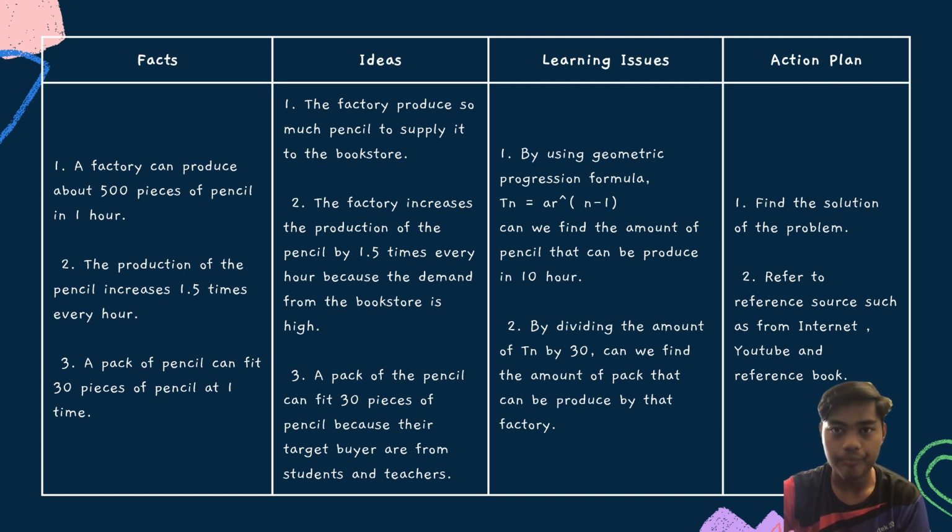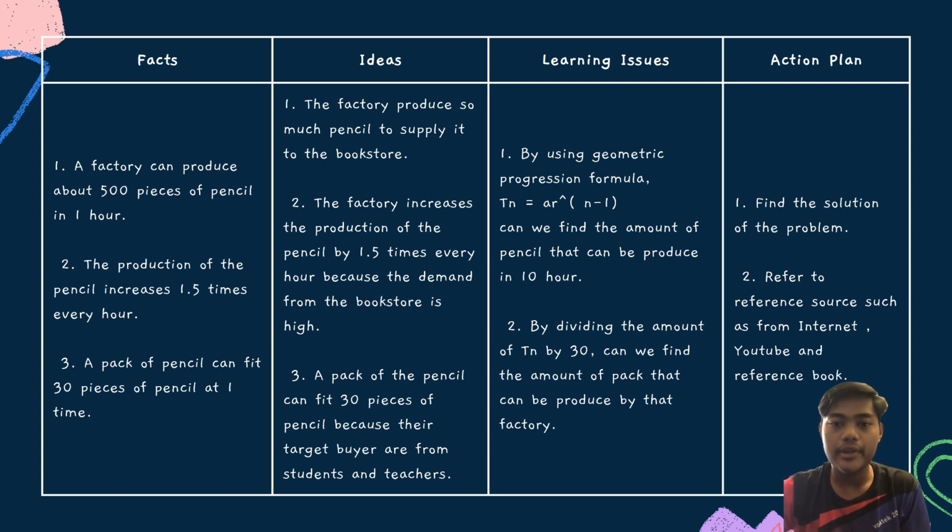The learning issues in our table are: first, by using the geometric progression formula, which is Tn equals AR to the power of n minus 1, can we find the amount of pencil that can be produced in 10 hours? Second, by dividing the amount of Tn by 30, can we find the amount of packs that can be produced by the factory?